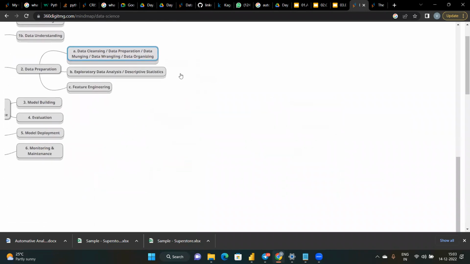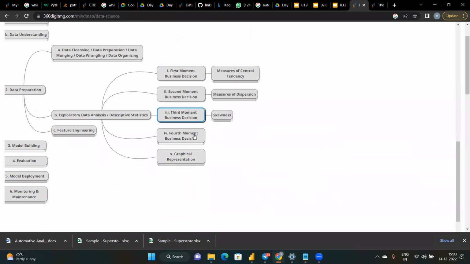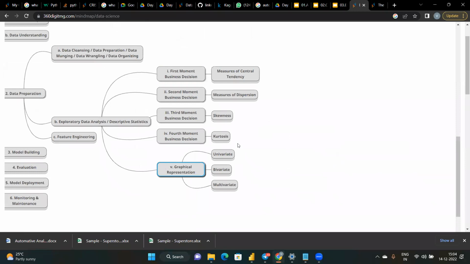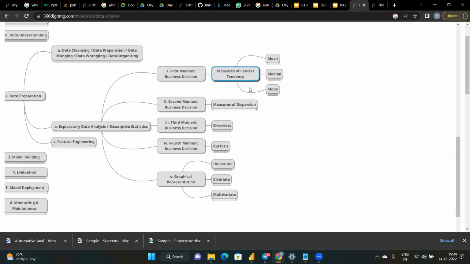First moment business decision. I'm just going to do a recap as we have discussed this: measure of central tendency, measure of dispersion, skewness, and kurtosis. We have four types of this, and many more. What is the first moment business decision? We have seen mean, mode, median. When you double click on that, you can see it.